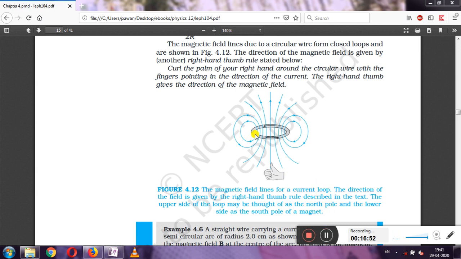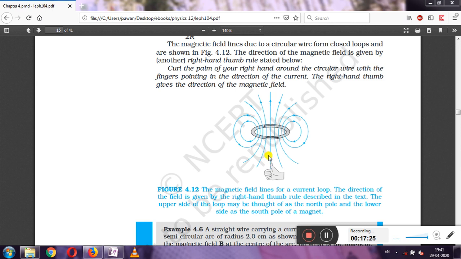One more thing you will see, as you move away from the conductor: if you are here then this side, and if you are here then this side. That means I am talking about the interior part of this circular ring, or circular loop. If you move away from the conductor, or move towards the center from this side or this side, you will see that the magnetic field lines will take the form of a straight line, and at the center of the loop they will be exactly a straight line.